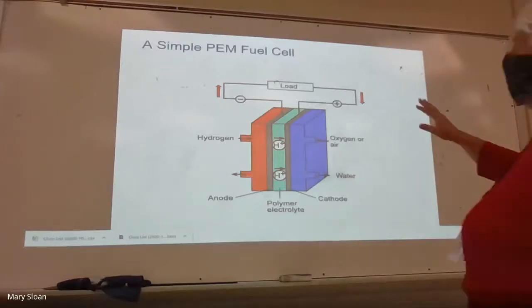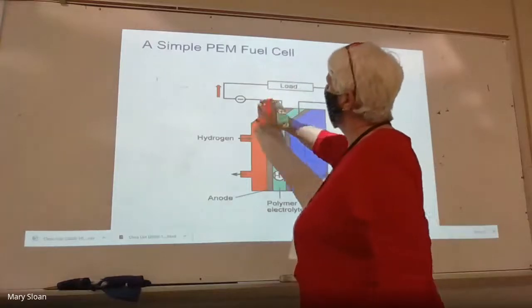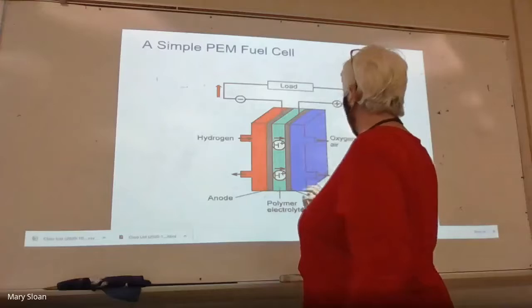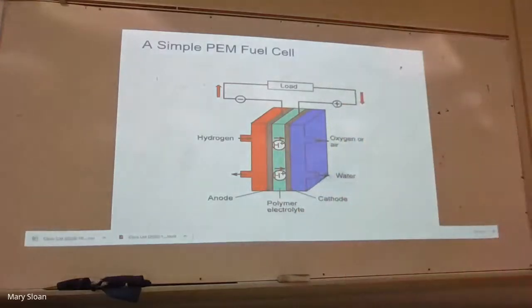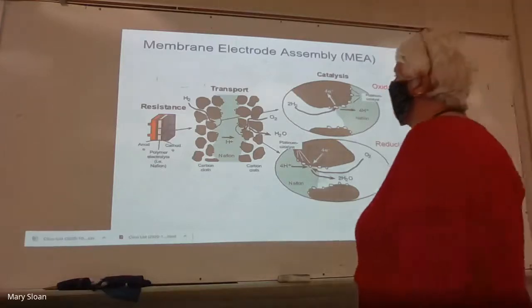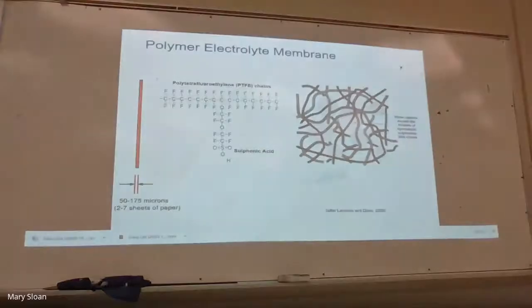You have what's called the load. That's where your power is being produced. Of course, you have your anode and your cathode. And as it goes in, this is what happens inside of the battery. Let's look at the next slide. The next slide is just talking about how the membrane and the electrodes actually produce energy. And that's what's going on here.